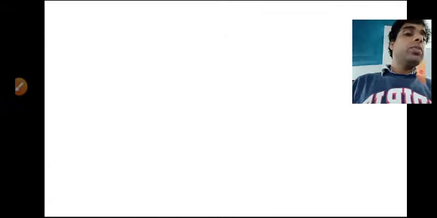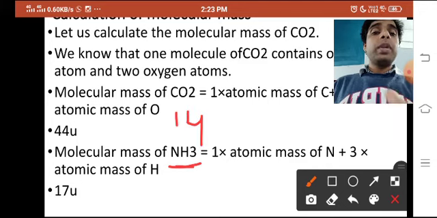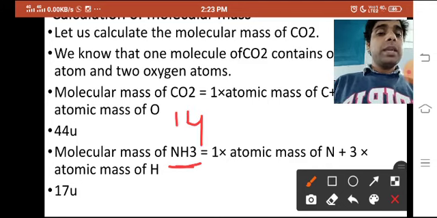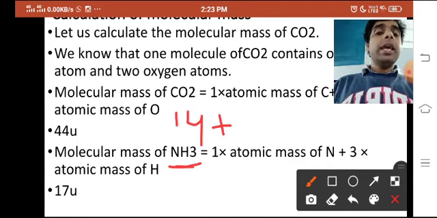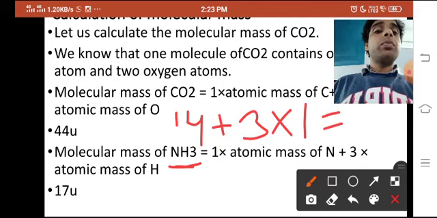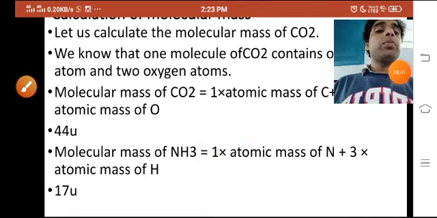Here is one example I have taken, NH3, and one N is there, so 14. I am not writing u this time. Okay, 14 for nitrogen, and how many hydrogen are there? 3 hydrogen, 3 into 1, so 14 plus 3 is 17 u. Difficult types of questions you can also calculate from these molecular mass calculations. Okay, this is very simple.